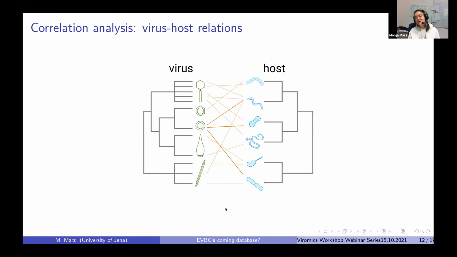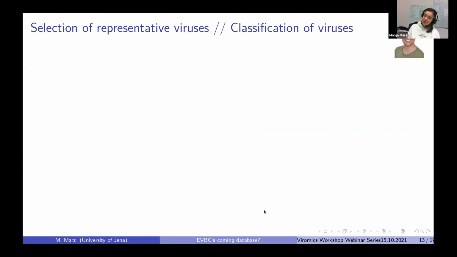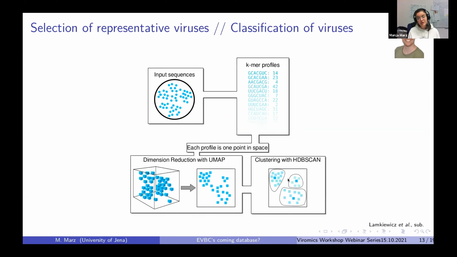Now, I would also like to introduce you to some more computational concepts from our group. For example, the question is, how do I actually, as I said already, select a representative virus out of a huge crowd of viruses? And there are several possibilities at the moment, and we just developed a tool which might be useful.